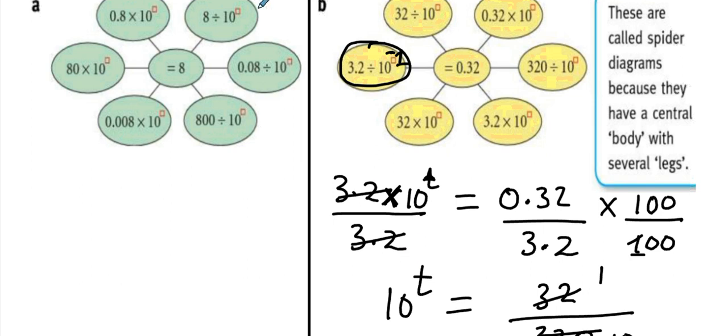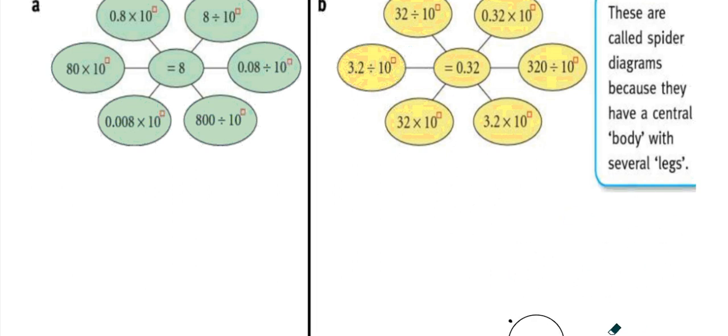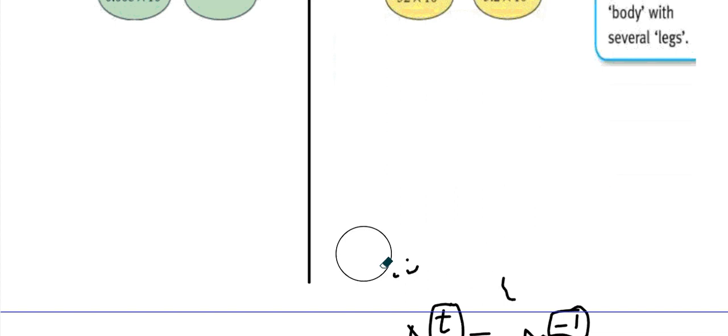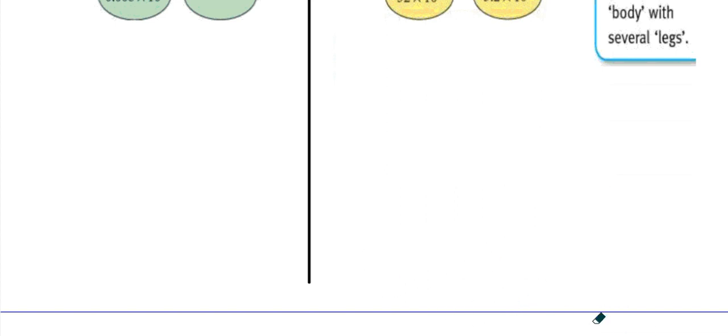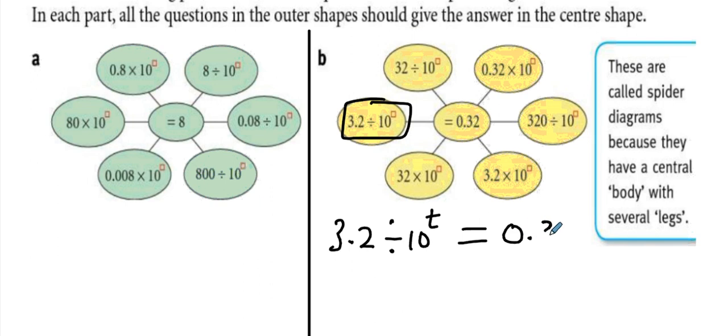Then you made a mistake. Let me repeat it. There is a mistake somewhere. All right, I wanted to do this one. We have 3.2 divided by 10 to the power of unknown. Let us say t. That equals 0.32.